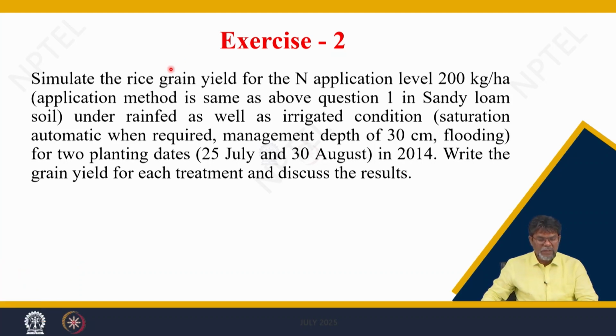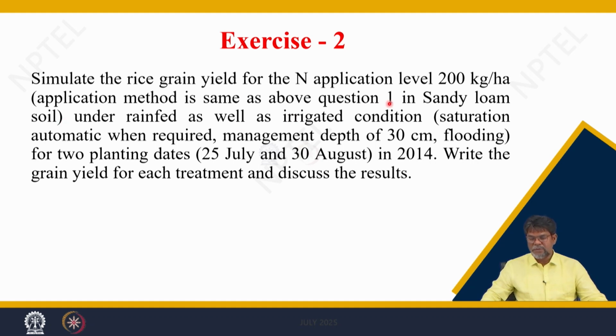Here you can see we simulate the rice grain yield for an N application level of 200 kg per hectare. We have kept a single dose of fertilizer, because here you do not have treatments for different nutrient management. So, we have kept a constant dose of 200 kg nitrogen per hectare. The application method is the same as in question 1. The soil is sandy loam, which we take for these conditions as Kharagpur, eastern India, where we have sandy loam soils.